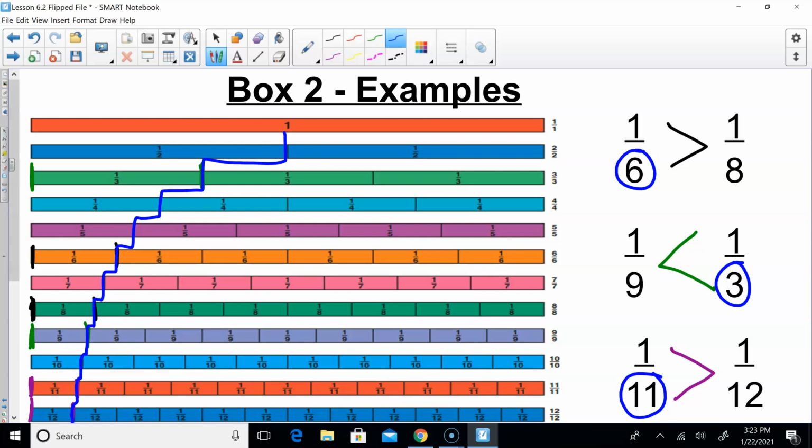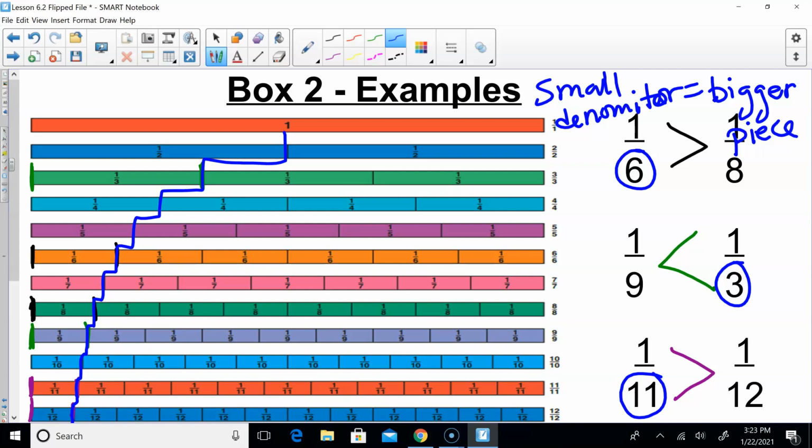So you can pause the video and write down some of these things. I really focus on smaller denominator, bigger piece. Heck, I'll write that down: smaller denominator equals bigger piece. I always think of pizza or something that I want. I always want to get the biggest chunks. I think of what's the biggest chunk? Well, the smaller the amount of pieces I have, the bigger the size of the piece.